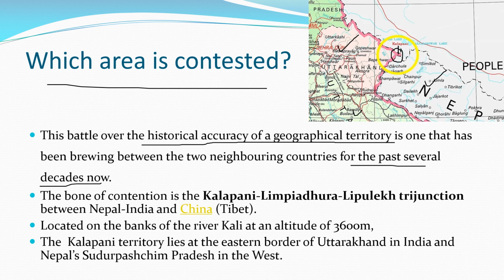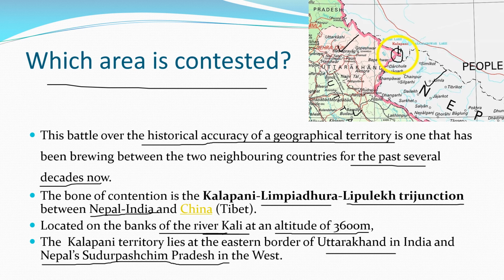The bone of contention between the two countries is the Kalapani, Limpiyadhura and Lipulekh tri-junction. This is the tri-junction between India, Nepal and China. It is located on the bank of the river Kali, situated at an altitude of around 3600 meters, and this Kalapani territory lies in the eastern sector of Uttarakhand. You can see this is the eastern sector of Uttarakhand and Nepal's Sudurpashchim Pradesh in the west. So this is Nepal's Sudurpashchim Pradesh. So we are now clear which area is particularly contested.